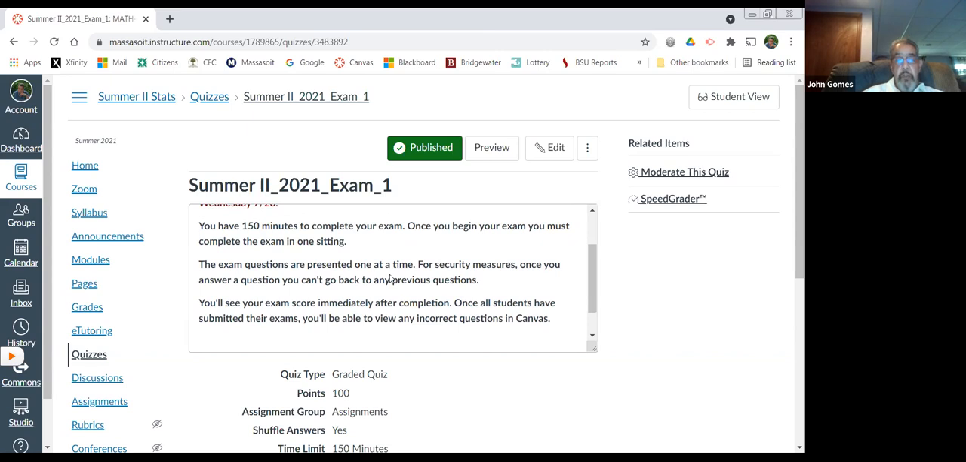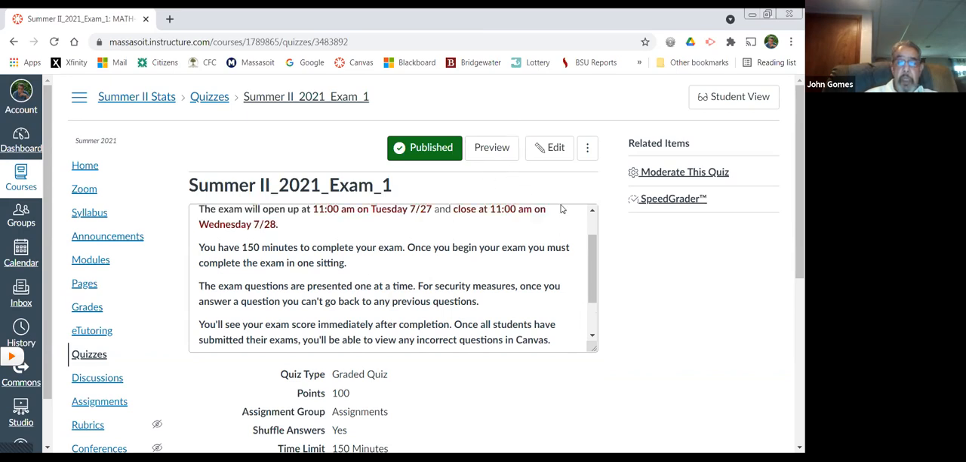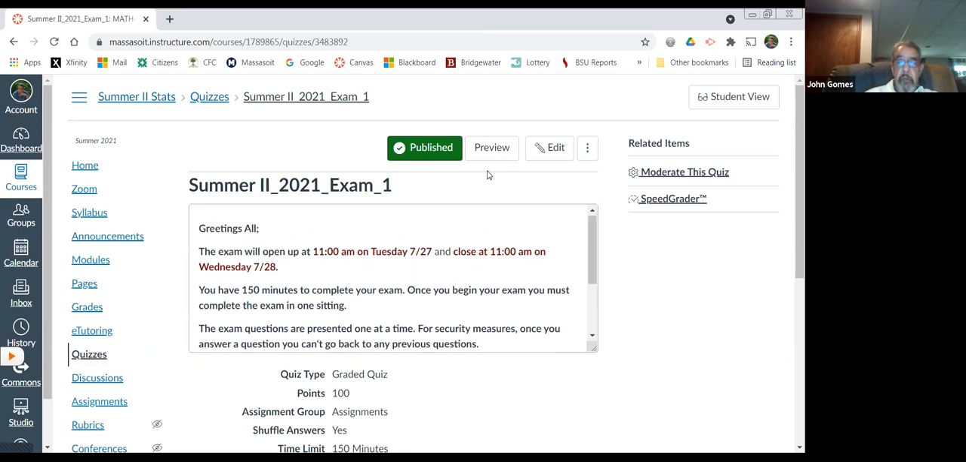And the other thing, for security measures: once you answer the question, you cannot go back and repeat. So make sure you're pretty positive of the answer that you've got there. So there it is, tomorrow morning at 11 o'clock. You've got till Wednesday, 11 o'clock in the morning. So let me stop sharing that. I'm still recording.